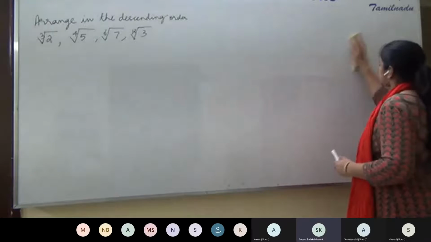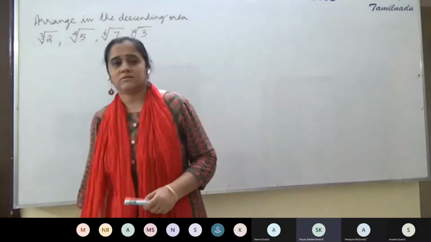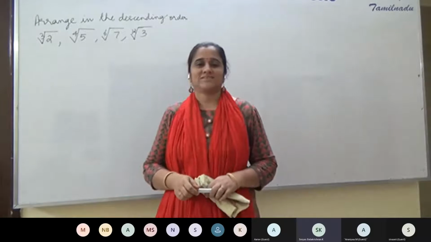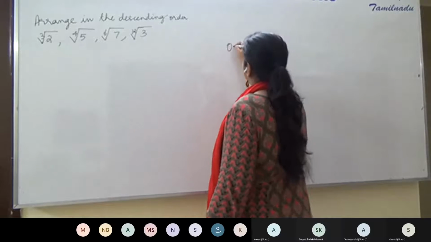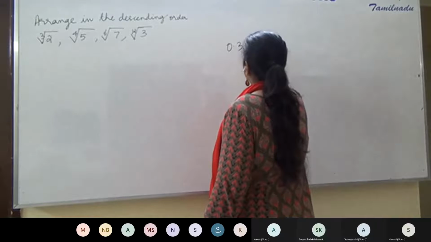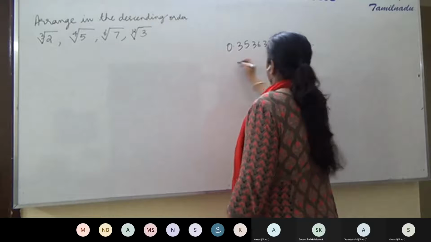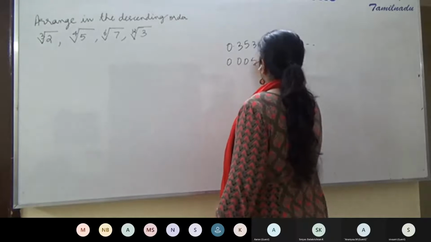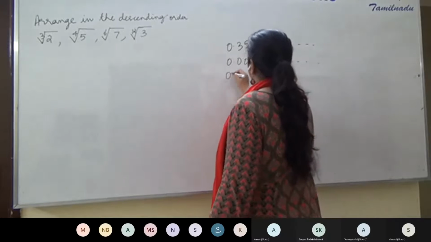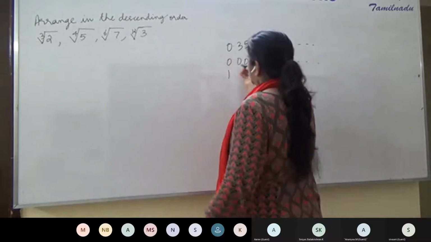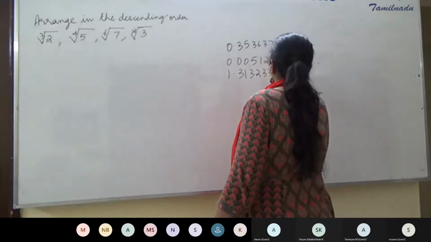Ma'am, I have a doubt. Ma'am, these are all irrational, no? Then how can we arrange it? It is possible. Let me try like this. Say this is 0.35, 36, 37, it goes on like this. Then I say 0.0051237, something like this. Or, to make it easy, I'm just taking numbers so that it's easy to understand, 0.31, 32, 33, something like this.